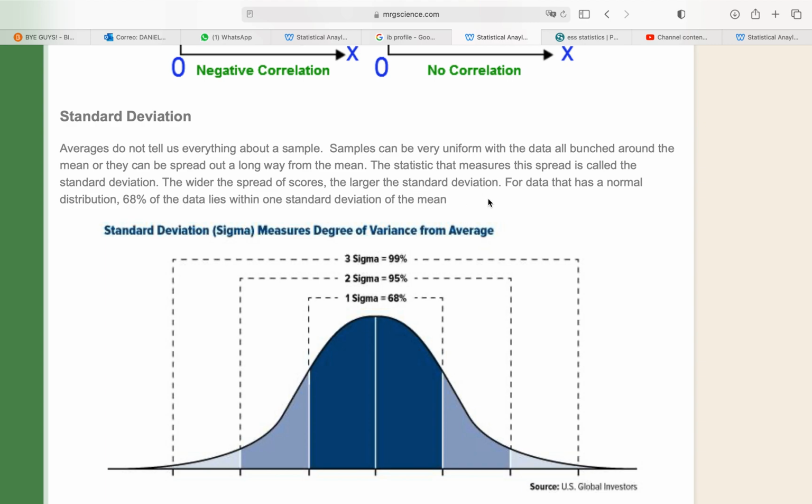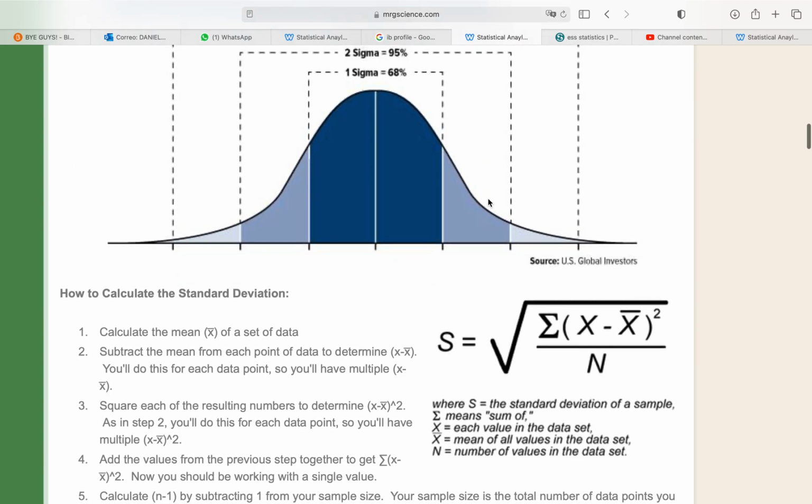But why do we need to calculate this standard deviation? Because that way we're going to see that the experiment is well done. If we have a high standard deviation, that means that we have data that is not following the patterns, okay?